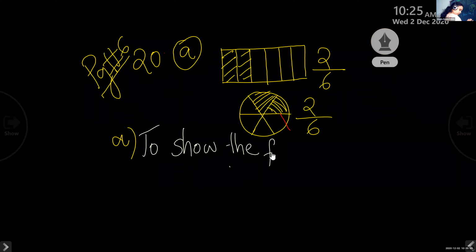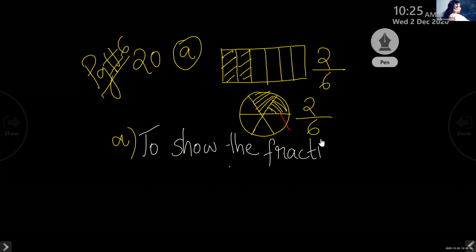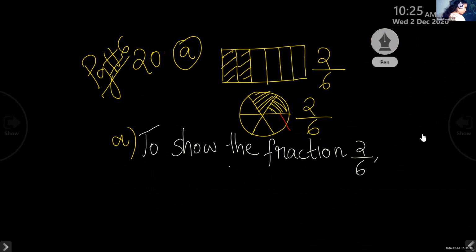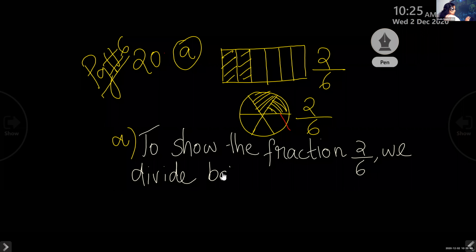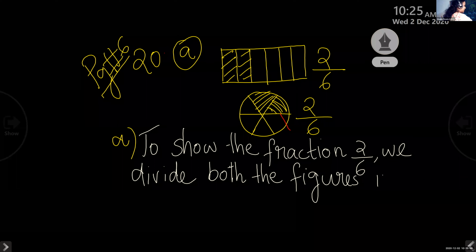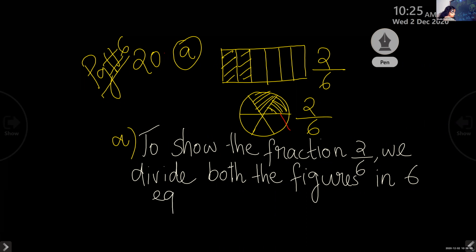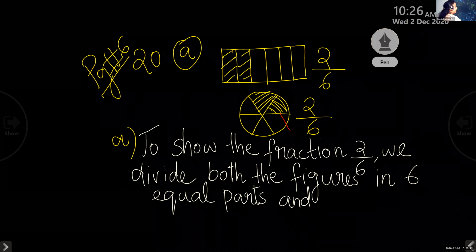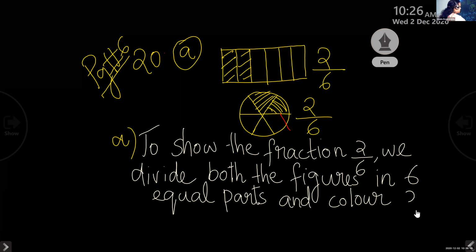To show the fraction 2 by 6, what we have done, we divide both the figures, both rectangle and circle, in 6 equal parts, and color 2 parts out of 6.